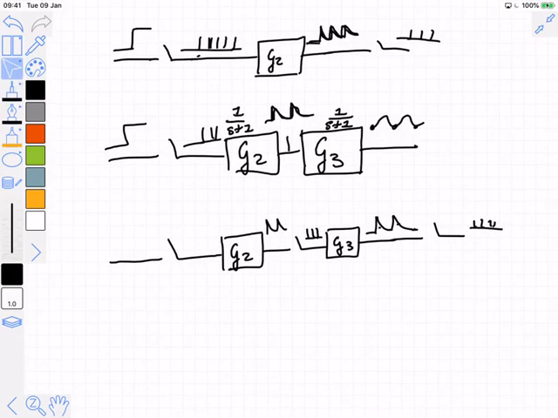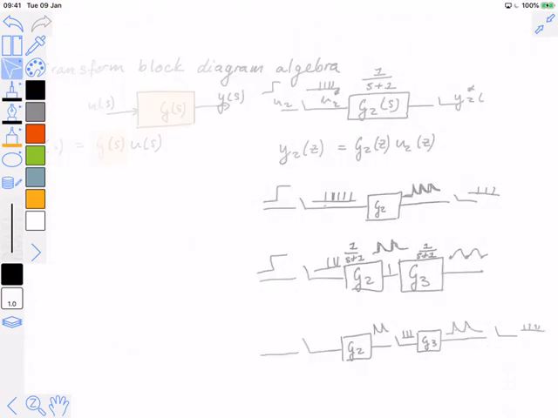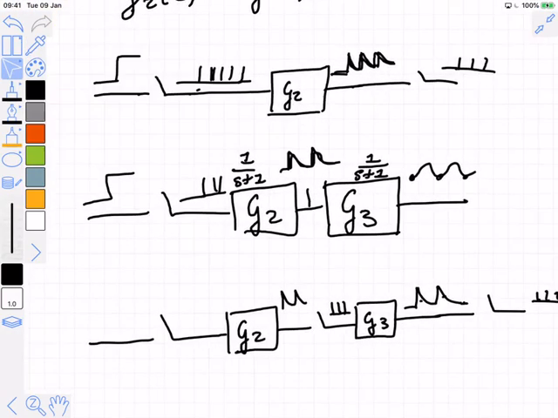If I have a single transfer function like this, if I just have G2, I will see these impulse responses. If I have two transfer functions in series, I will see an impulse response at the first and then a second order response at the second. And if I have two consecutive transfer functions like this with a sampler in the middle, I will see this effect coming through and see a difference.